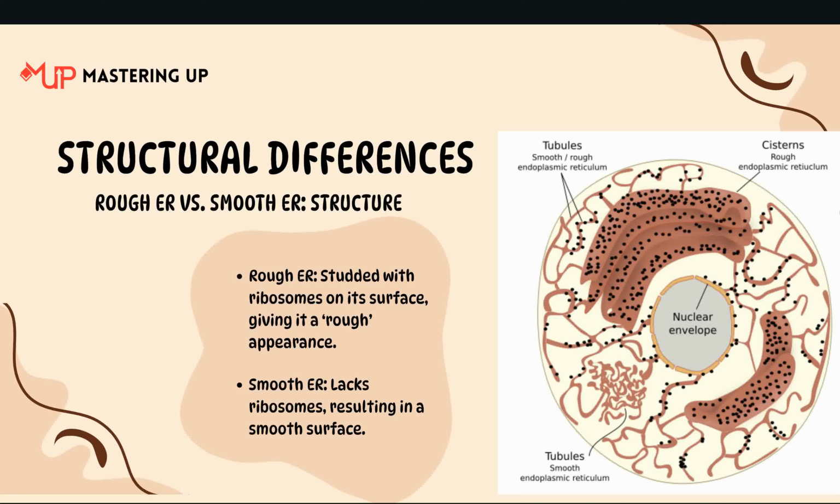Now let's see the structural differences between the rough and smooth ER. One of the primary differences between the smooth and rough ER is the presence of ribosomes. The rough endoplasmic reticulum is covered with ribosomes, which are responsible for its bumpy appearance, while the smooth endoplasmic reticulum lacks these ribosomes, giving it a smooth structure.